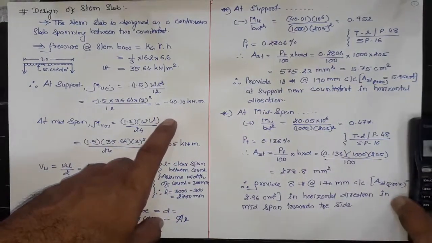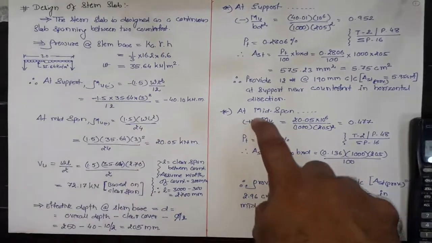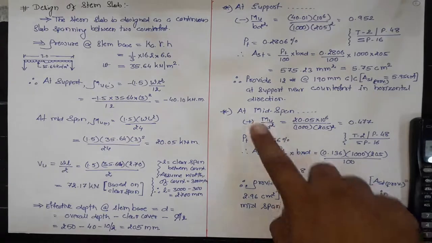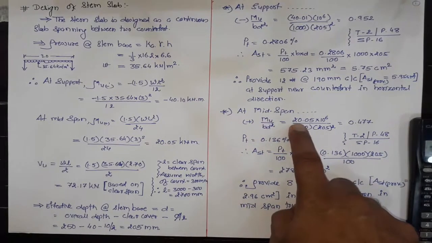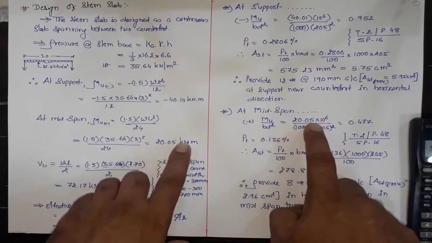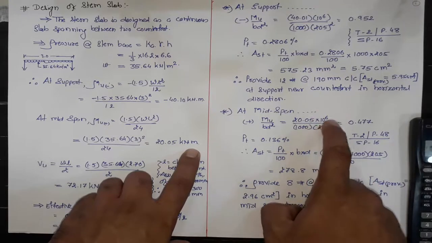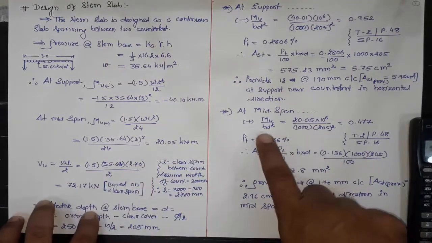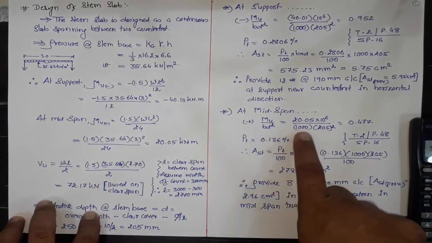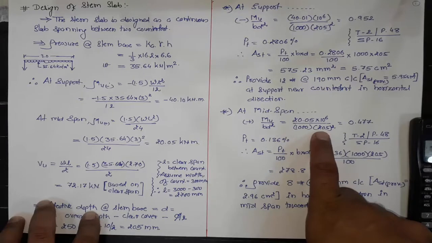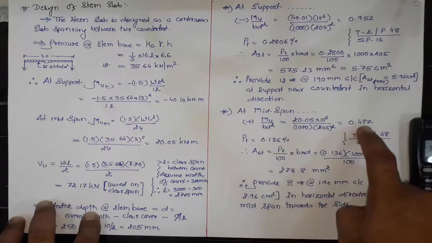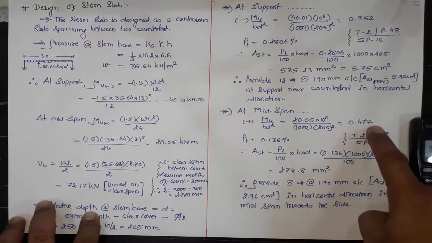In the same line, you are supposed to find the steel requirement at mid span. The mid span moment is 20.05 kilonewton meter. Here I have converted it to Newton mm divided by 1000. 1000 is the length of retaining wall into 205. This is the effective depth square. MU upon BD square value comes out to be 0.477.